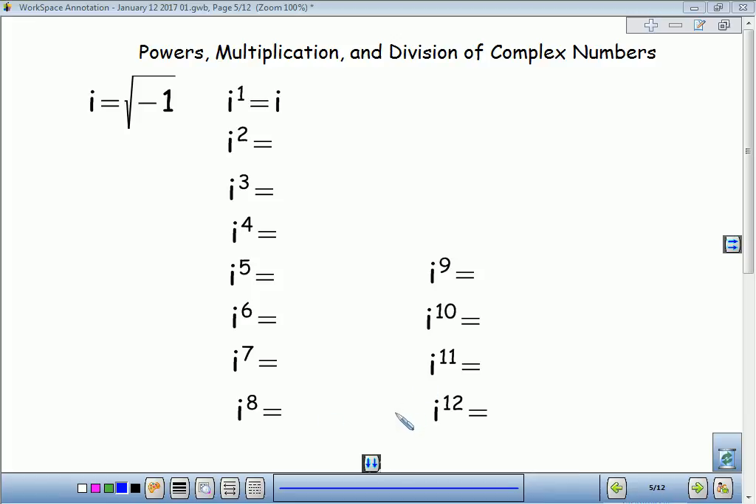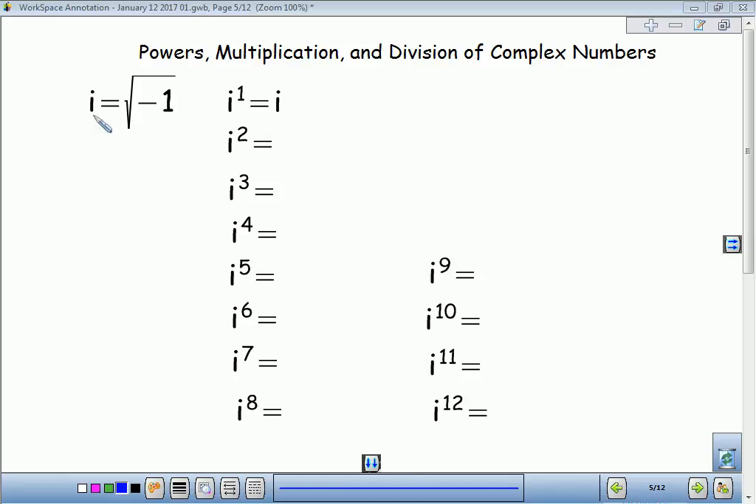We're going to look a little bit into the powers of i. Yesterday we did some addition and subtraction. Today we're going to look at powers, multiplication, and division of complex numbers. To start with, we're just going to investigate powers of i.